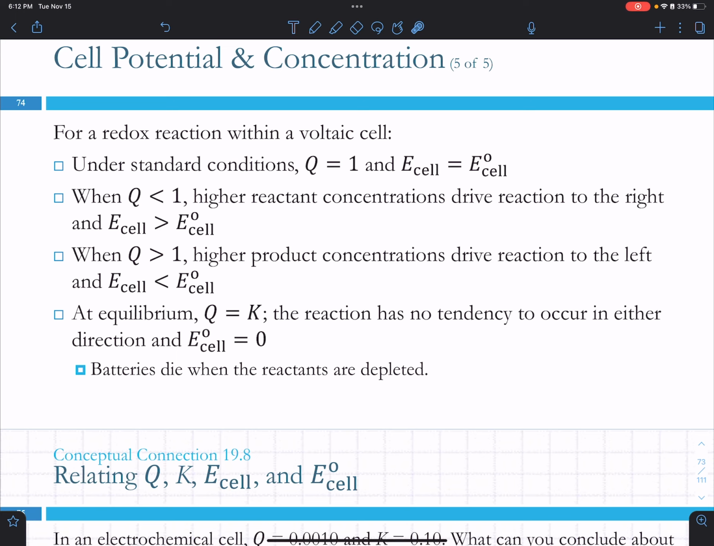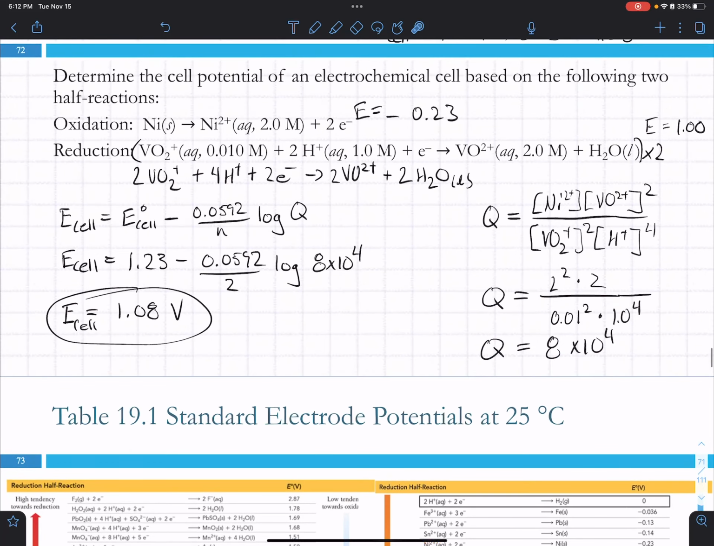These are those special conditions that I was talking about, where if Q is equal to 1, then E cell is equal to E cell at standard conditions, because if Q is 1, then you're at standard concentrations of 1 molar for everything. If Q is less than 1, then you have high reactant concentrations, which will drive things to the right. Also, as I mentioned, if we plug in some number for Q that's less than 1, then the log becomes negative, and it's a negative times a negative, so it has to be positive. So it'll get more positive.